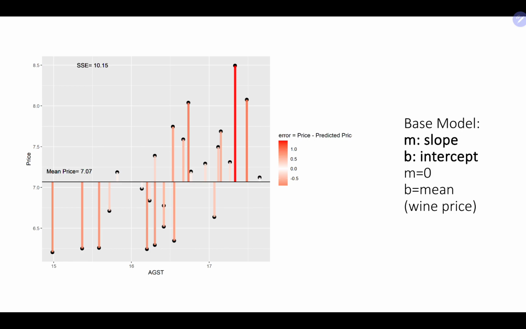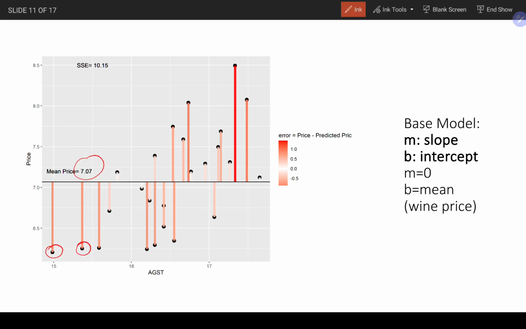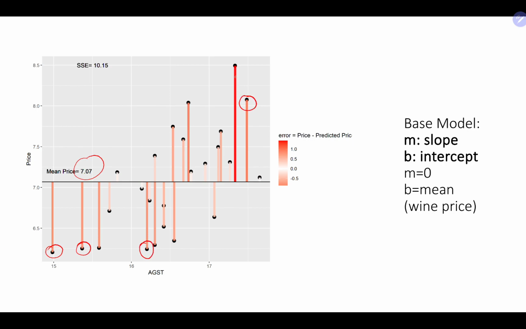Okay. So going back to the base model, I want to calculate, by the way, the mean price. The exact mean price is 7.07. You can see it from there. So now I want to introduce this concept of error. So what is error? Error means the difference between the actual data points, which are these black dots here, all these black dots, every one of them is the actual data points. And then my model, as we said, is always predicting the average price here, which is 7.07.